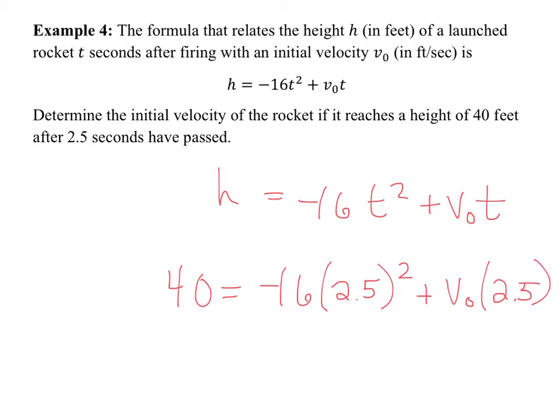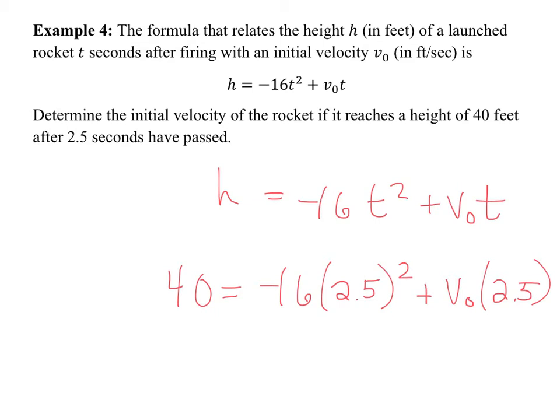And the only variable now is V0, so we could solve for V0. Make sure you square this first, then multiply by negative 16, then move that quantity over, and finally at the end you can divide by this 2.5. Solve this like any other algebraic equation. Are we clear on that?